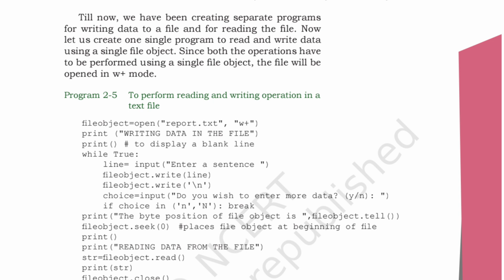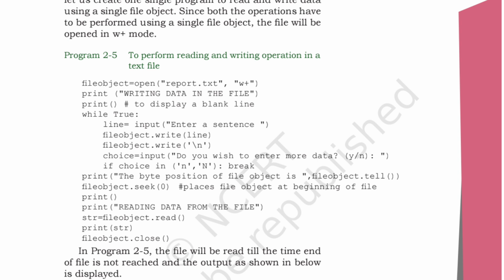Then we are talking about the code to perform reading and writing operations in a text file. The file object opens report.txt for read and write both. We are printing something, again printing something. We are using a while loop, taking the input, then using writeline to go to the next line. Again we are using a choice variable and taking input. If choice is yes or no, we break. Again we are printing something, using the tell method, that gives the current position in the text file. Again we are using seek, starting from 0. Again we are reading it, printing the string, and closing it.